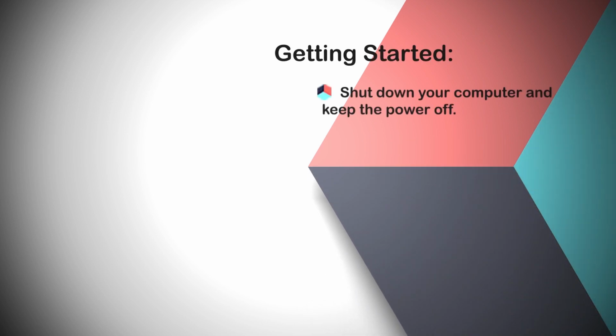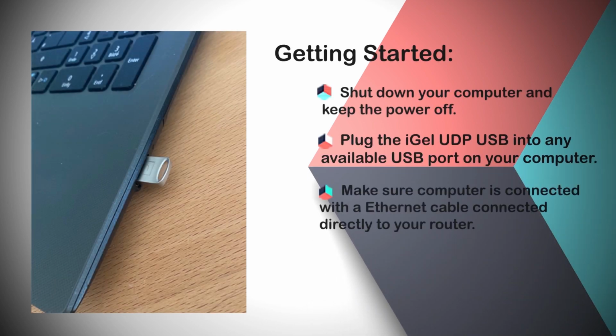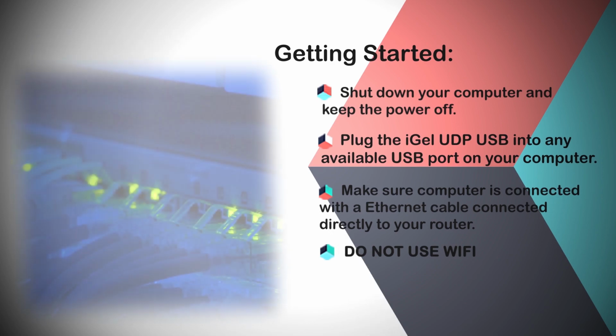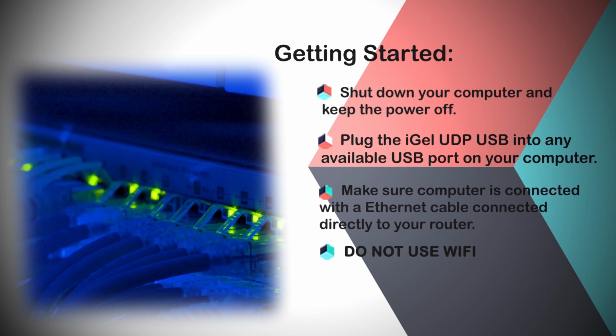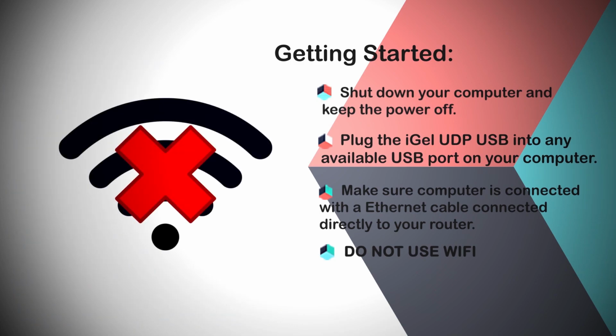To get started with installing the iGEL system on your computer, remove the iGEL USB drive from the packet and insert it into a USB port on your powered off computer. Your computer must be connected to an Ethernet cable or hardwired directly to your router for you to be able to connect to the virtual private network or VPN. You cannot use Wi-Fi to connect to the VPN. The iGEL UD USB needs to be inserted before powering your computer on.